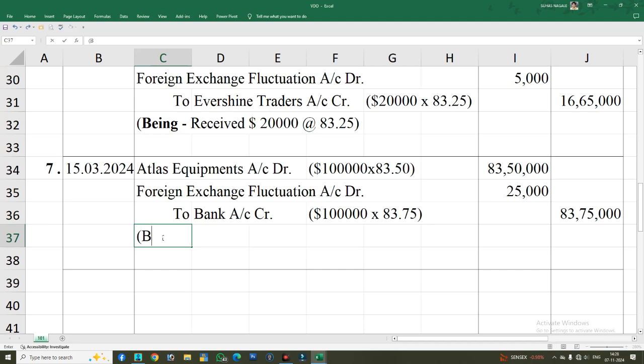Narration we can record in short. Being paid $1 lakh at the rate 83.50, actual paid at 83.75 per dollar in Indian rupees.